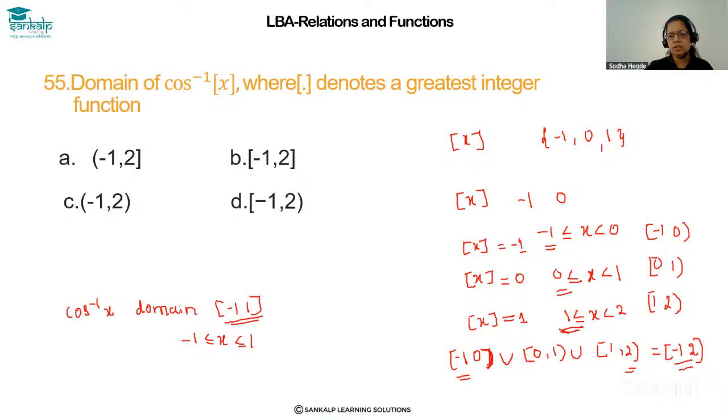So basically you should note the domain of cos inverse x and how to define the greatest integer function. Check the options. Which option is correct? Option D, closed -1, open 2, is the correct answer. So mark that. Therefore, the final answer is option D, closed -1, open 2.